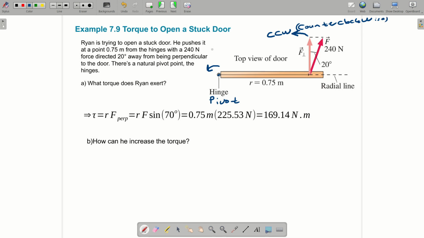Not necessary in this, but I'm preparing you for the future. So he applies a force of 240 Newton, 0.75 meters away from the hinge pivot point, directed 20 degrees away from being perpendicular. This is a weird definition, but they showed it in the picture, so it's easy to see. It's not perpendicular, but 20 degrees away from it.